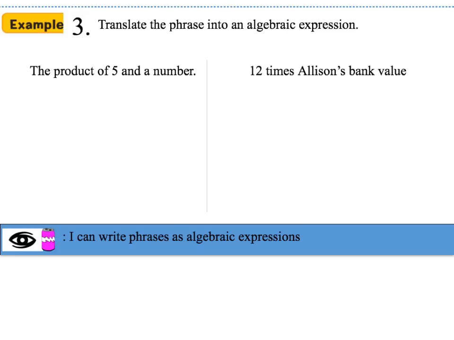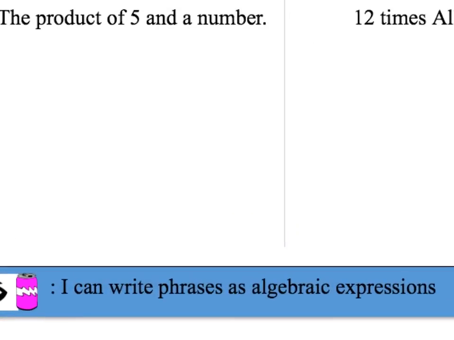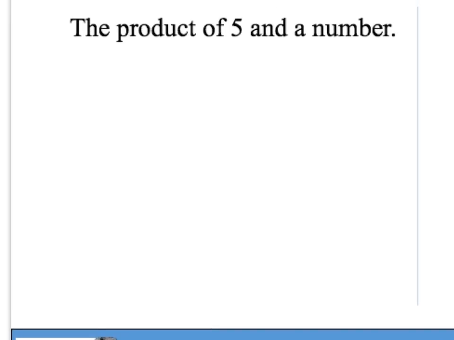Okay, so example 3 says translate the phrases into an algebraic expression, and we've got two different phrases on this slide. So let's take a look at the phrase on the left-hand side that says the product of 5 and a number. What I'm going to do is go ahead and underline the word product because that's one of the key words that we've talked about on the vocabulary slide. And the other one that we talked about was a number. Remember, anytime they say a number, it could be any number in the world. So we're going to refer to that as a variable.